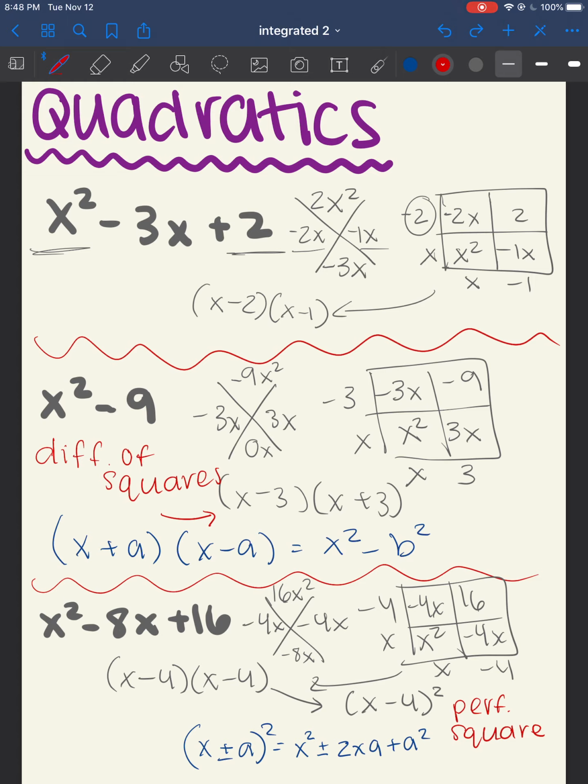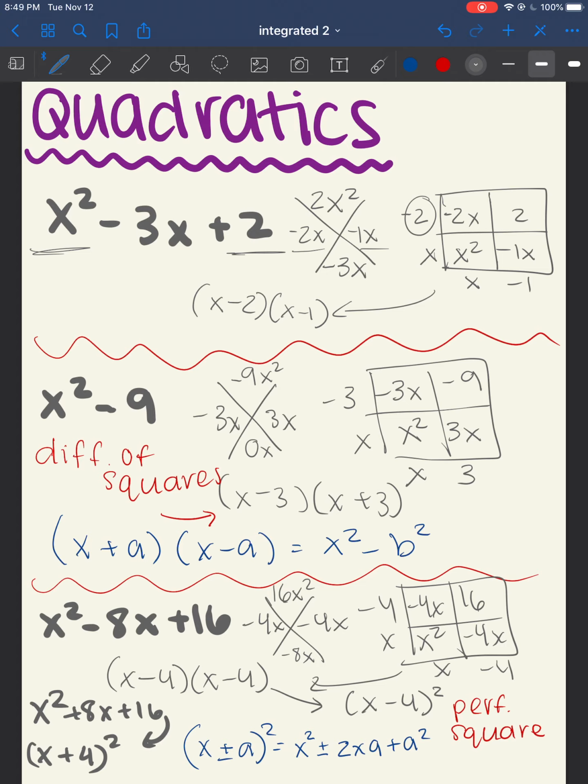I'll show you an example for the plus one really quick. If you had the exact same problem, you can try this on your own and see how these two compare. If you had x squared plus 8x plus 16, that factor would be x plus 4 squared. So same thing, you just change the sign.